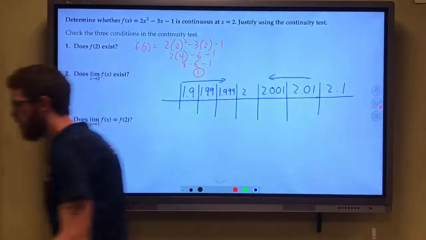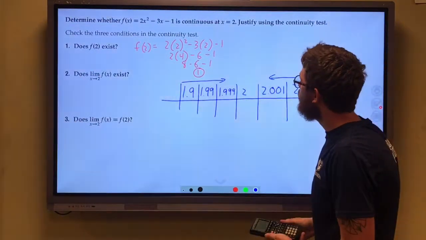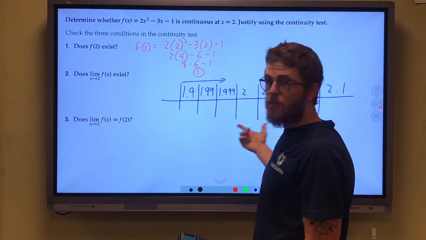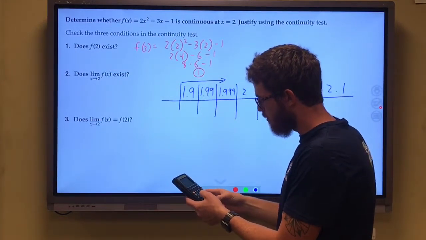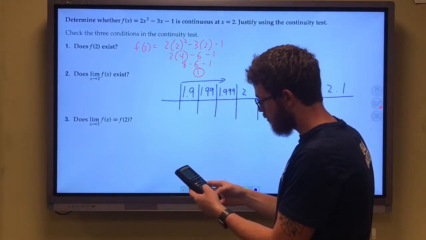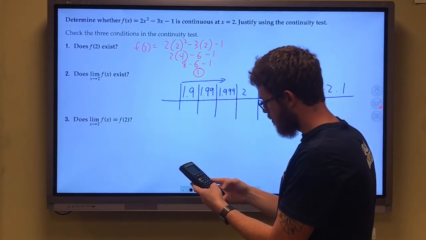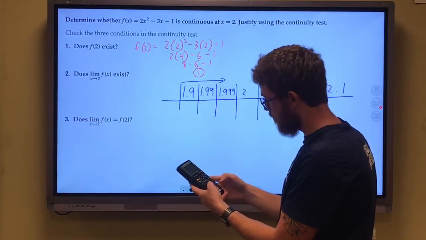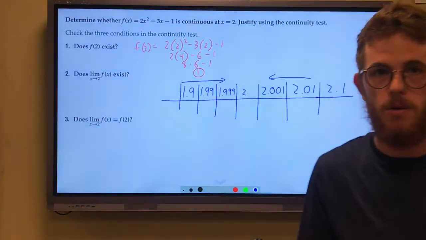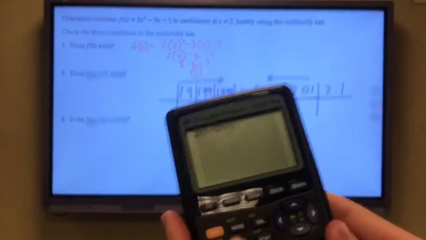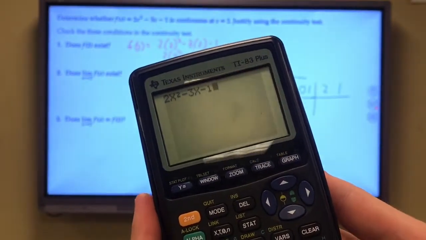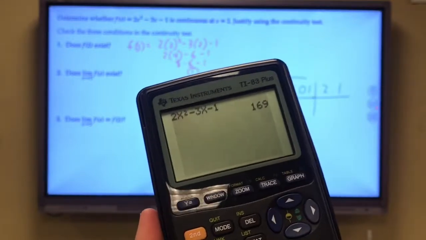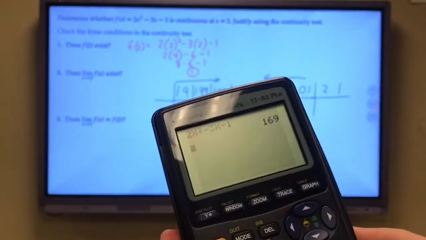It helps to have a calculator. Here are some calculator tips. In order to do this a little bit quicker, I would type in that function right there exactly as you see it: 2x squared minus 3x minus 1. I'll pull this up a little bit closer so that you can see it. Here, I've typed it in. And if I hit enter, yes, it gives me some value right now. Don't worry about that right now.